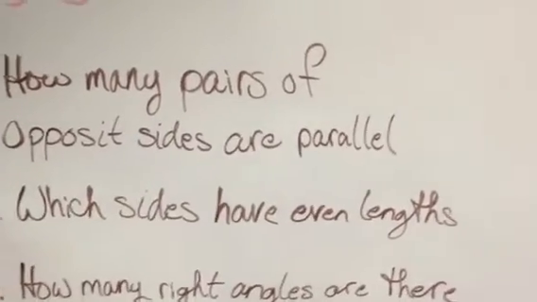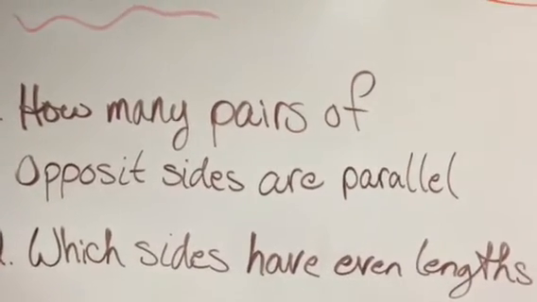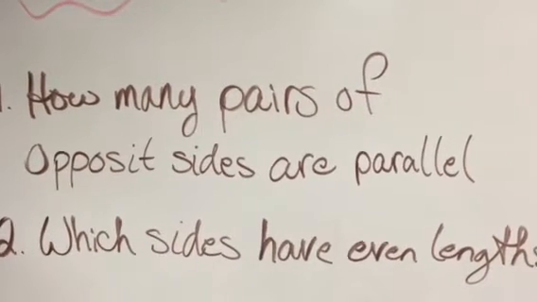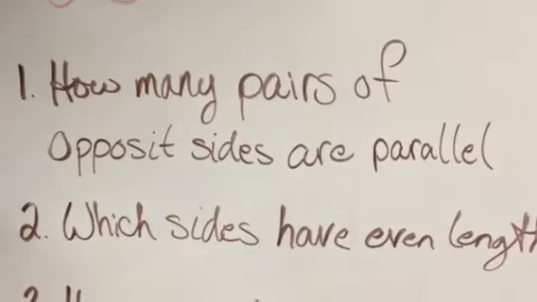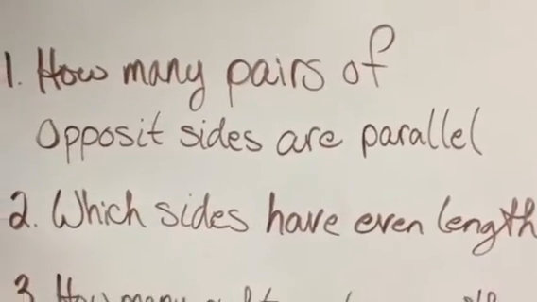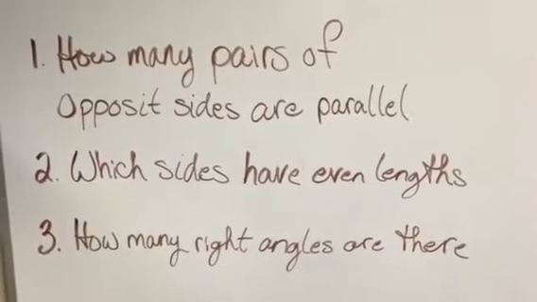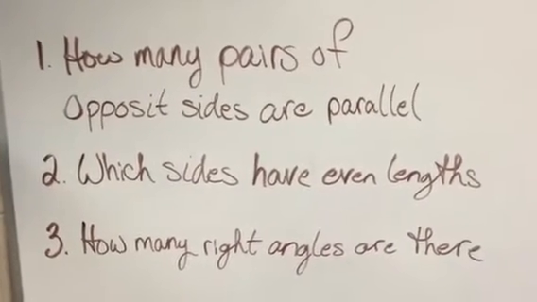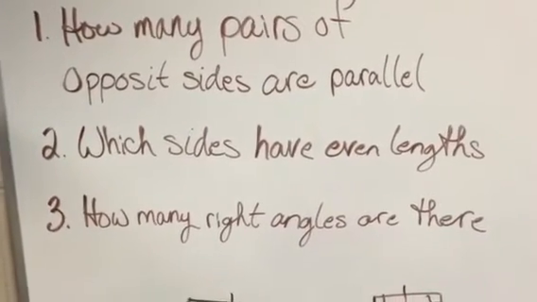Second question is, which sides have even lengths? If you look at the difference between a square and a rectangle, a square has to have all sides being equal, and a rectangle would have the top and the bottom being equal and the right and the left being equal. The third question is, how many right angles are there? Again, when you look at the difference between a square and a rhombus, the difference is a square has 4 right angles and a rhombus does not.